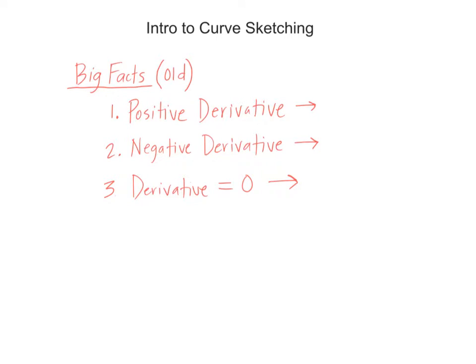Okay, we're starting a unit that is considering all things that have to do with graphs, and what the calculus that we've learned so far has to do with the shape and location of the features of a graph. Let's just start with a few old facts. If you have a positive derivative, we know that derivative means slope. So a positive slope means that you have an increasing function.